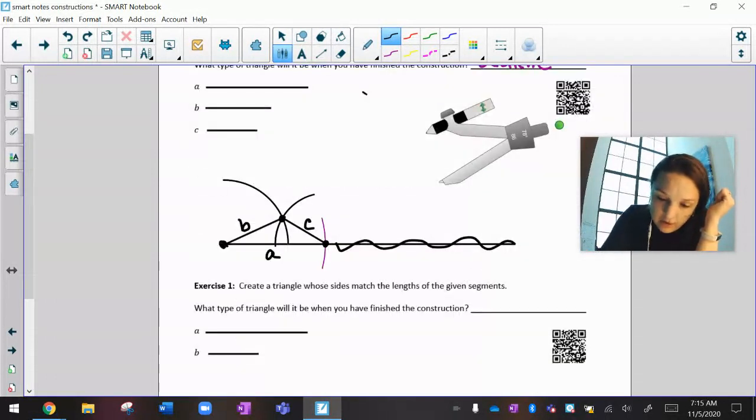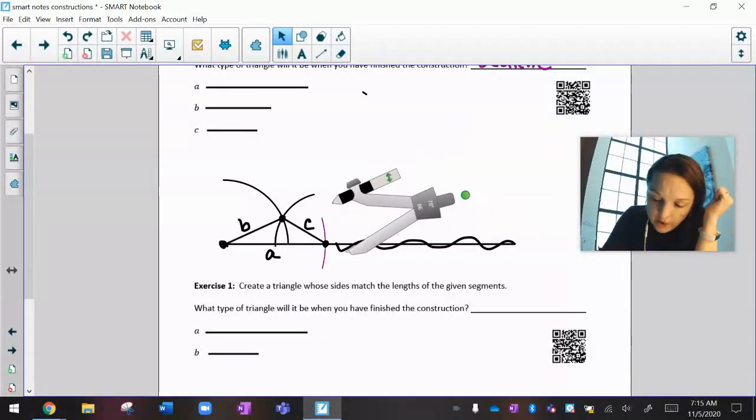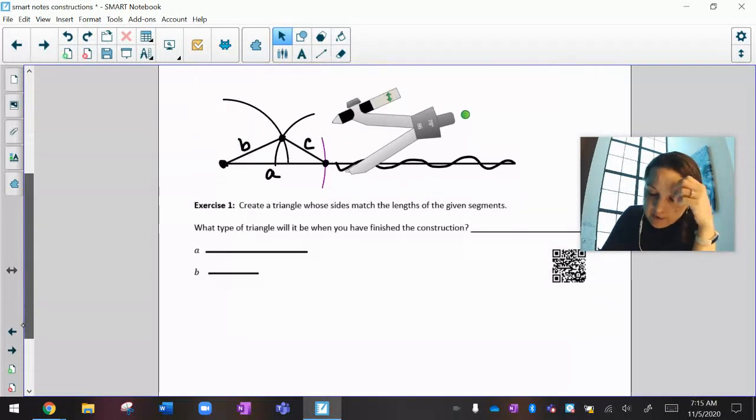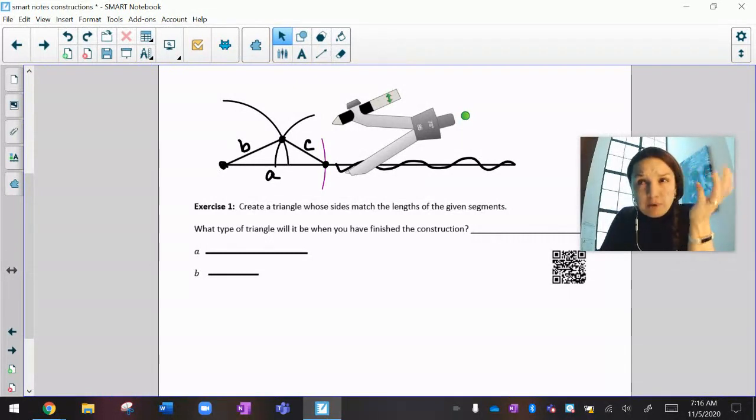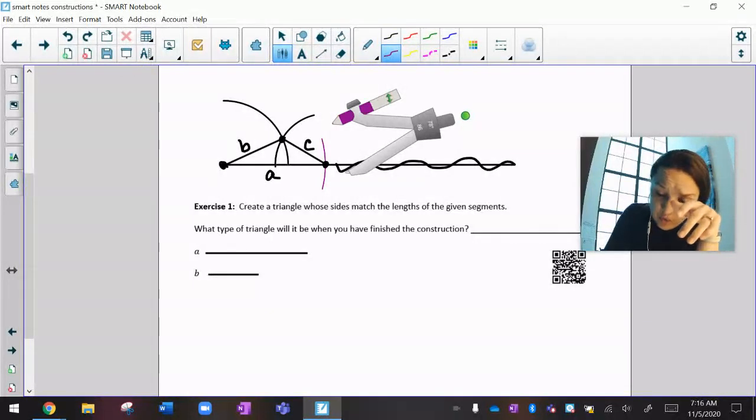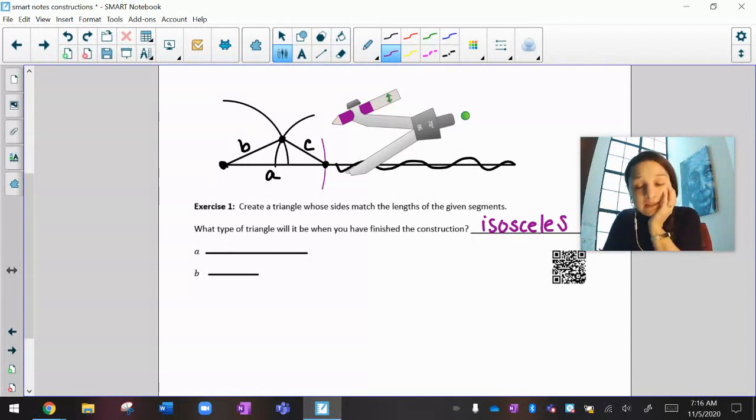All right, down here, it says create a triangle whose sides match the given lengths. They only gave us 2 lengths. Huh. All right, well, what kind of triangle? What kind of triangle only has 2 different length sides? Well, that means one of the sides has got to be duplicated. A triangle with 2 equal side lengths is called isosceles. So we are going to make an isosceles triangle.